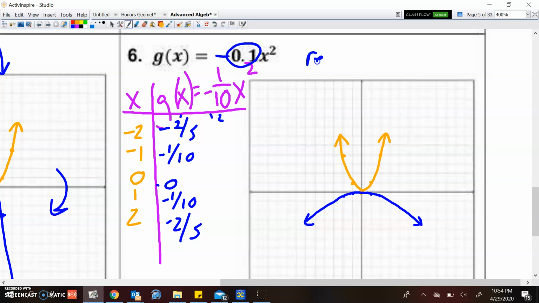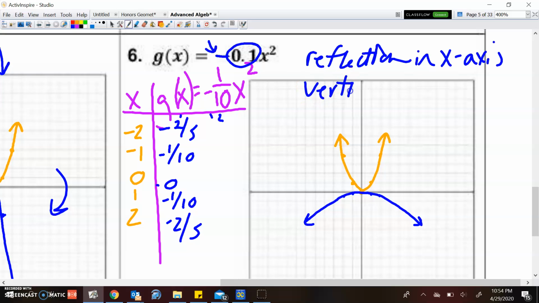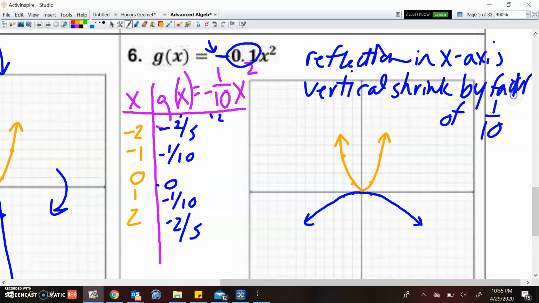One, it's a reflection in the x-axis, and we knew that because of the negative sign. And then the second thing that we can say is that it is a vertical, that's what my V stands for, I'll write it just in case you're stuck, a vertical shrink by a factor of 1/10, or 0.1. You could write that too. So that's what we have.